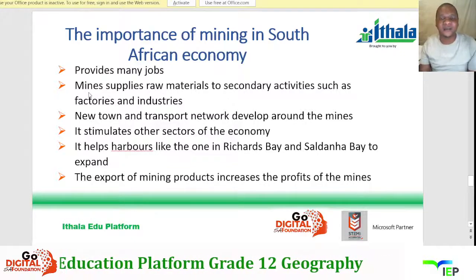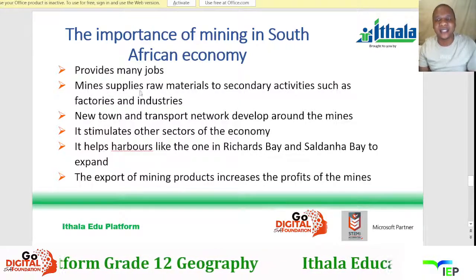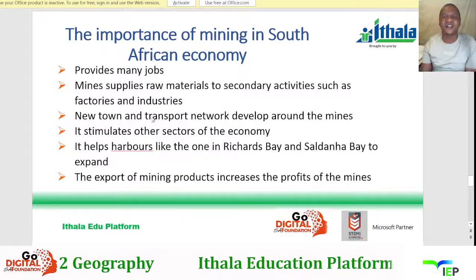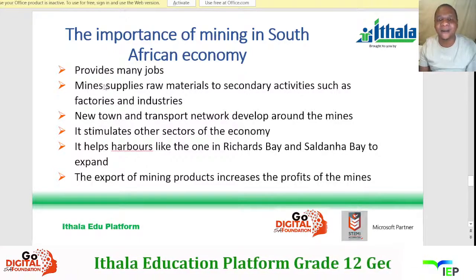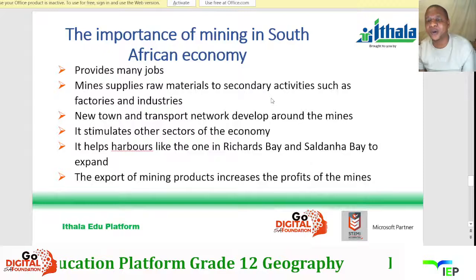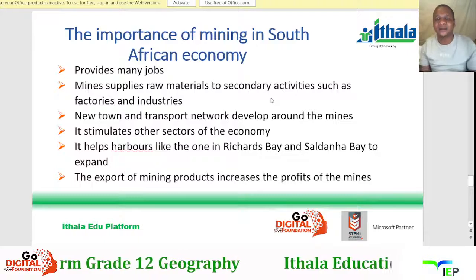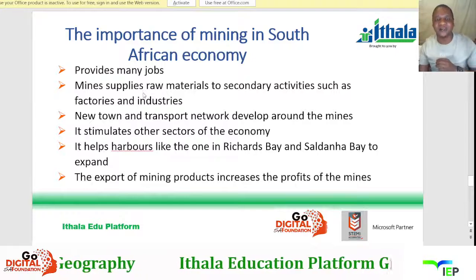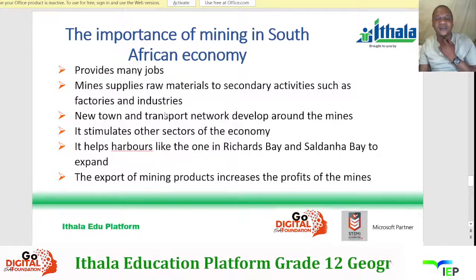Now another importance of mining in South Africa: mines supply raw materials to secondary activities such as factories and industries. So you find that gold is supplied as a mineral resource to a secondary sector so that they can make jewellery, things like necklaces and rings and all that. So mining in South Africa is really beautiful, because we are able to produce all these things that are produced under a secondary activity or sector.